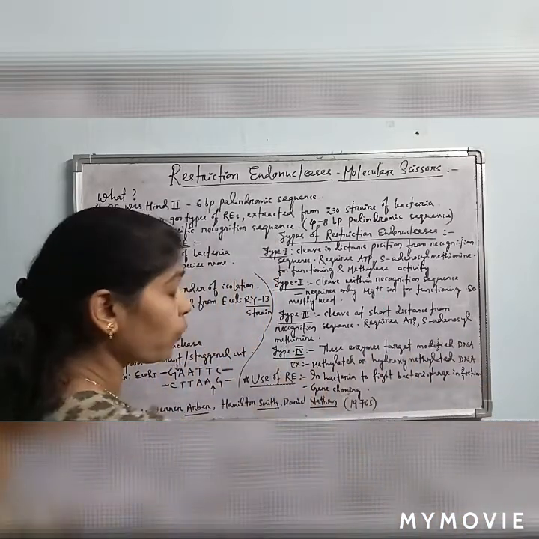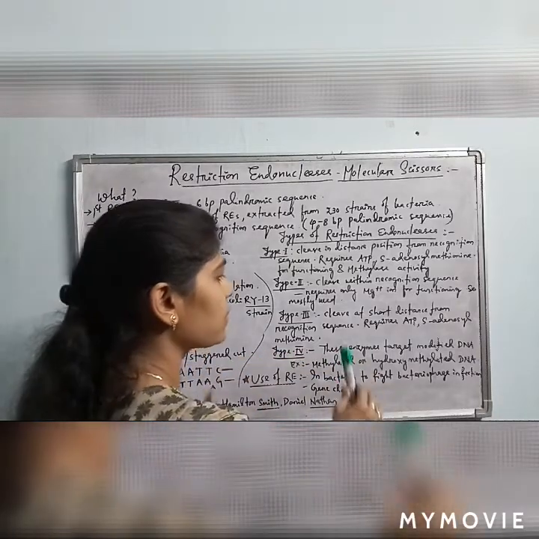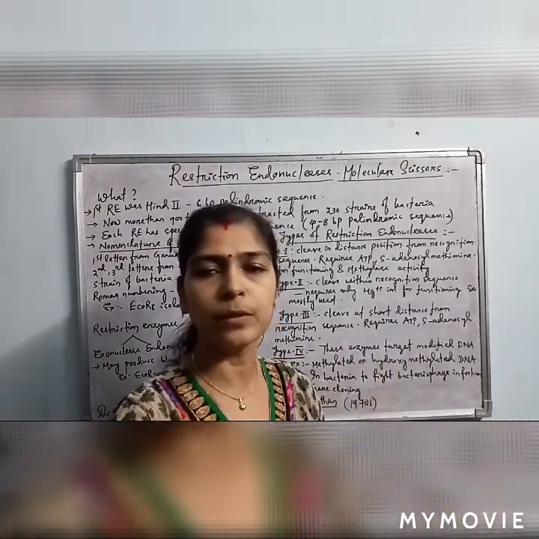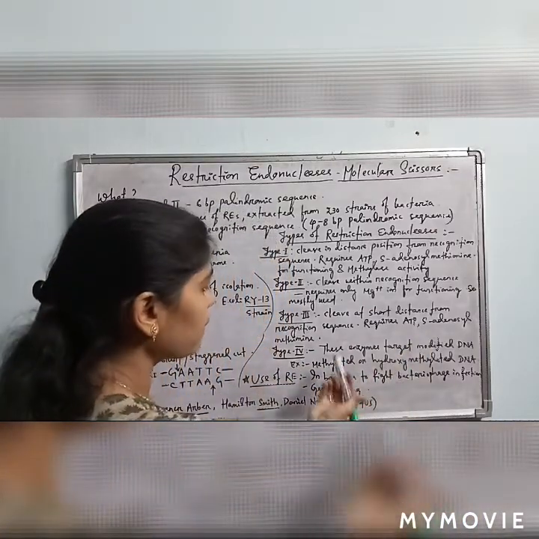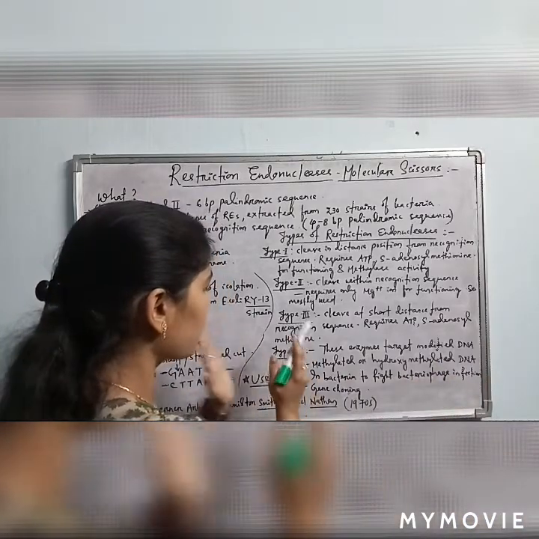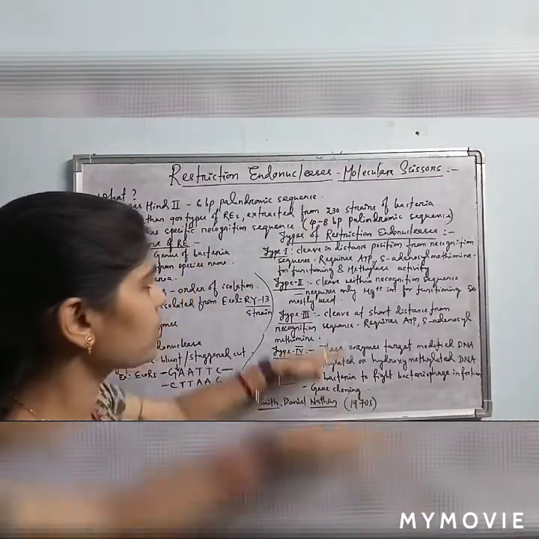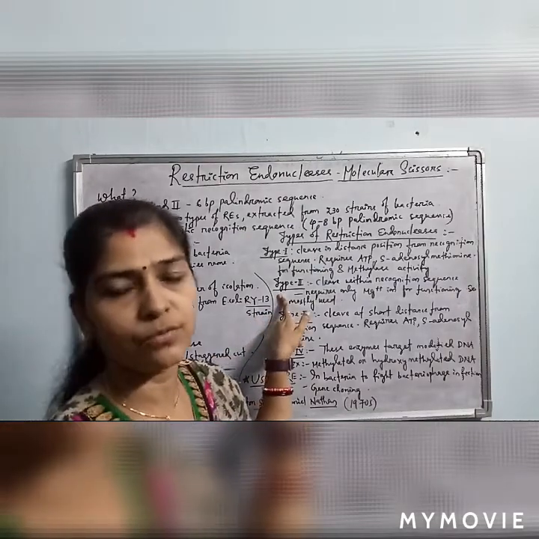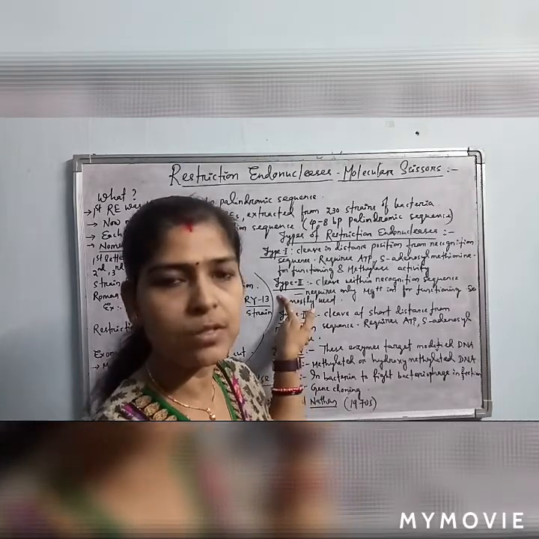Then type 4: these restriction endonucleases target modified DNA. They don't act upon normal DNA; they act upon target modified DNA. For example, the DNA may be methylated or hydroxymethylated. Only then will this type of restriction endonuclease take its action. So out of these four types of restriction endonucleases, type 2 is mostly used in gene cloning, recombinant DNA technology, and genetic engineering procedures.